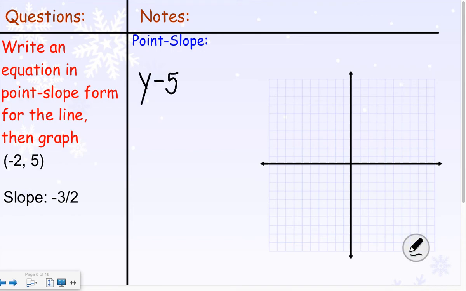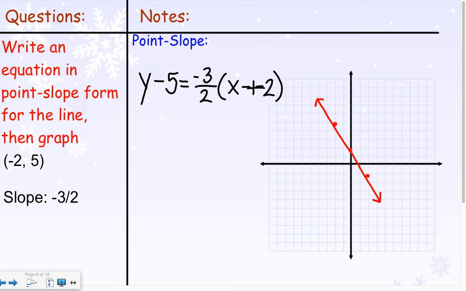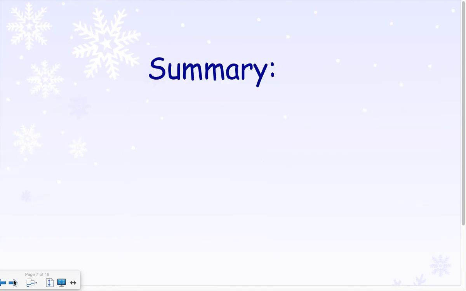Y minus 5 equals -3 over 2 times x minus a negative 2. And I'm going to graph my ordered pair, -2, 5. And then rise -3, so go down 3 over 2, down 3 over 2. So there's my line. Summary.